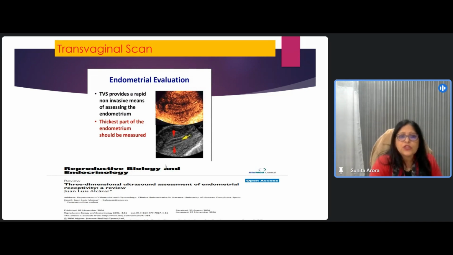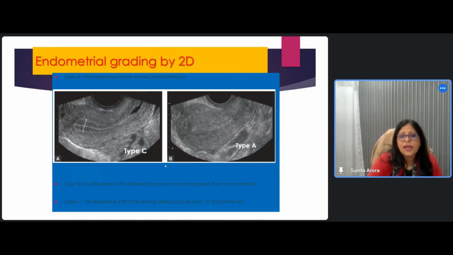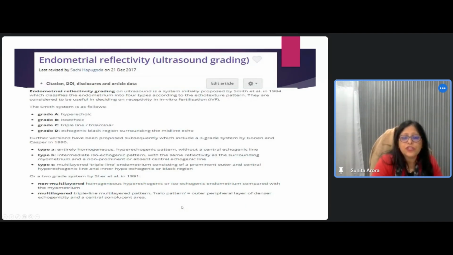And there are various ways to evaluate endometrium. Transvaginal scan is the one which is universally used by all of us. This is how we measure at the thickest part of endometrium, outer to outer layer. And these are the various types or gradings by 2D, type A, B, and C. A is homogeneous hyperechoic endometrium. B is multi-layered with intervening area more echogenic than myometrium. And type C is multi-layered with intervening areas hypoechoic to myometrium.